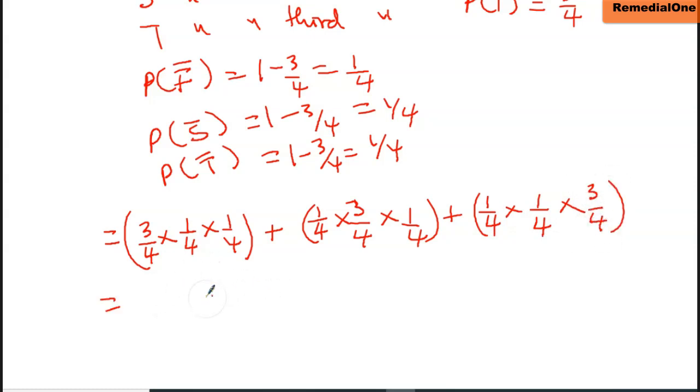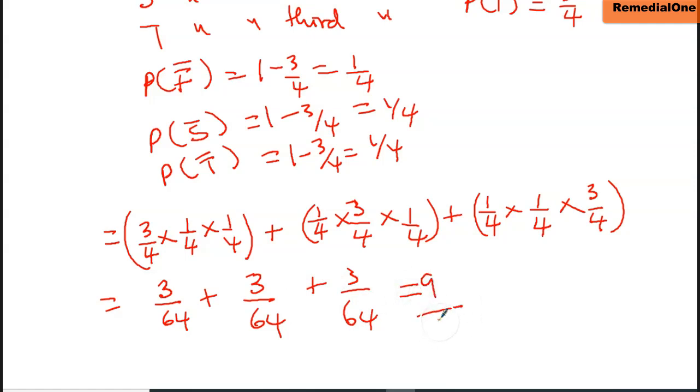So this one will be 3 over 64 plus 3 over 64 plus 3 over 64. So this is the same as 9 over 64.